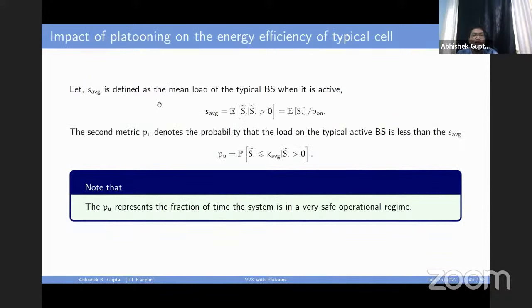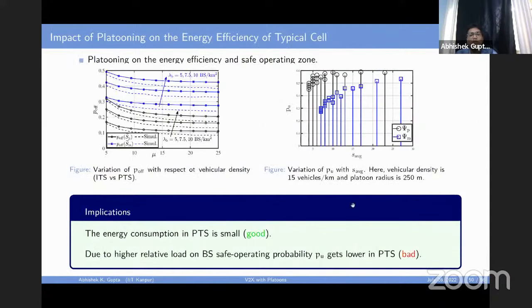For example, we talked about the mean load of a typical base station when it is active. And we also computed the probability that the typical base station has a load less than its mean, right? So this is like a safe operational point, that your load is not crossing the mean, which means you have enough resources. And we showed that if you talk about the energy consumption, that is, how many base stations are off, in that case the platoon traffic is good, which means it will have more energy efficiency.